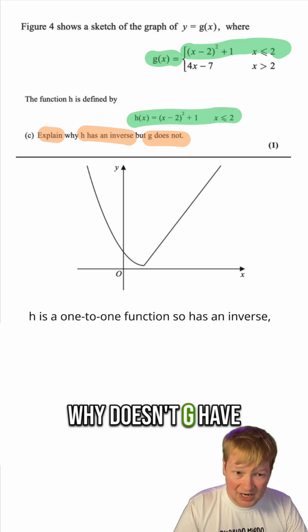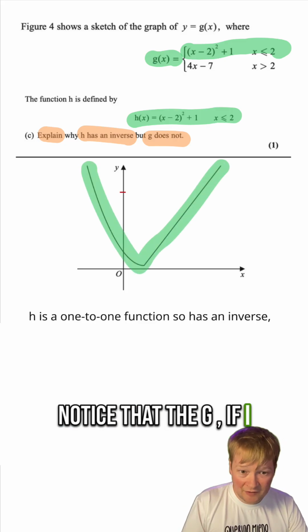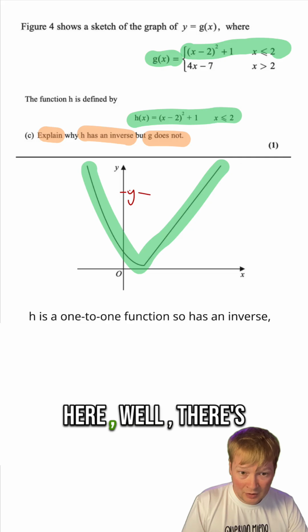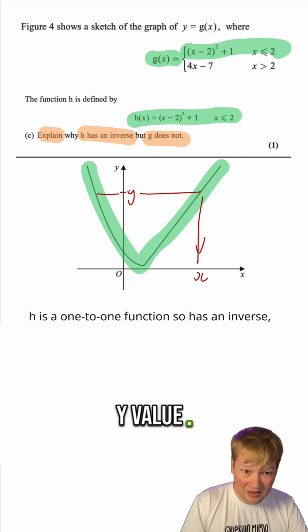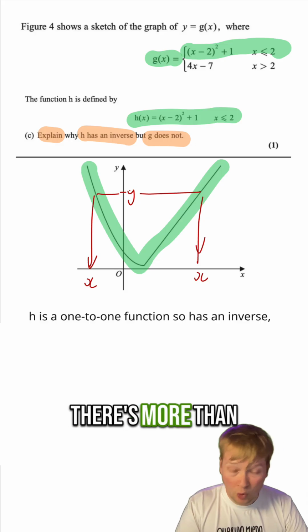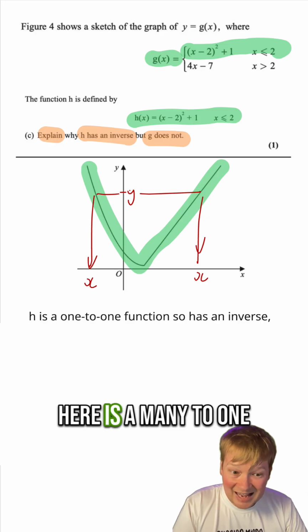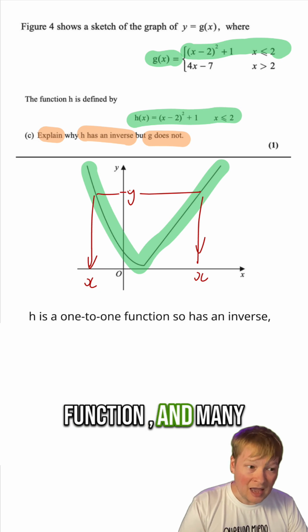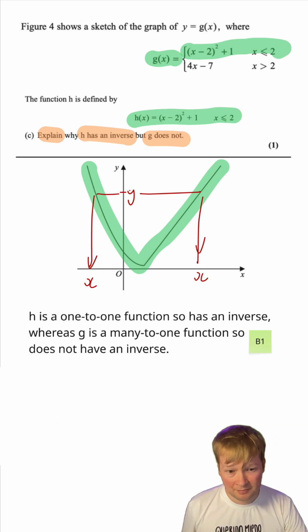Why doesn't g have an inverse? Well, remember, g of x is this entire graph. Notice that for g, if I take a y value, say here, there's not just one input x that corresponds to that y value. In fact, you can see here, for example, there's more than one. So this function here is a many-to-one function, and many-to-one functions don't have inverses. So that's what they were looking for you to say for 1 mark.